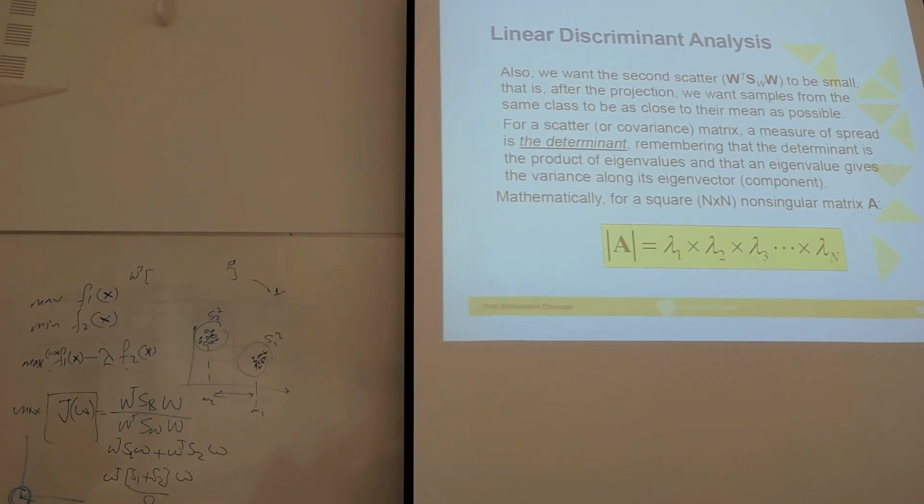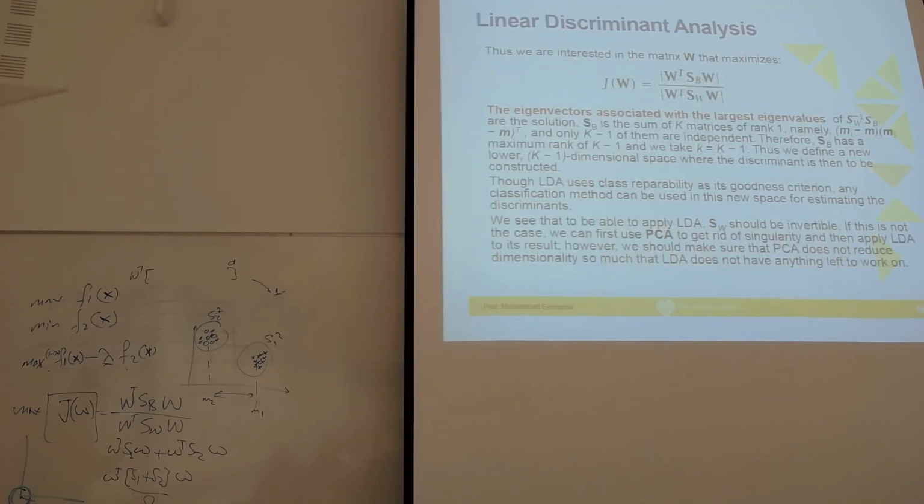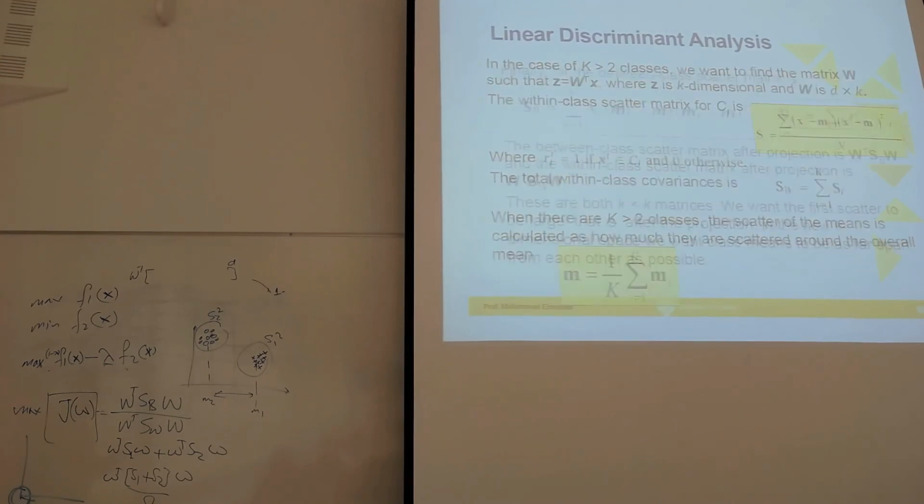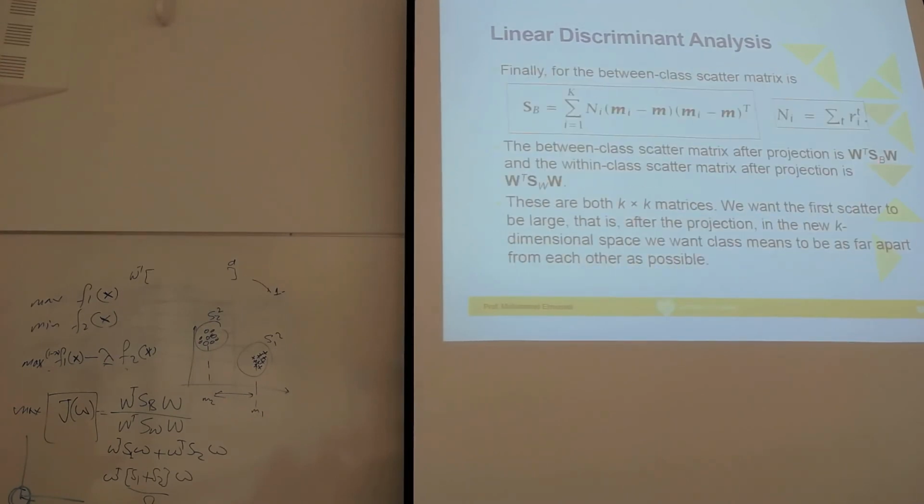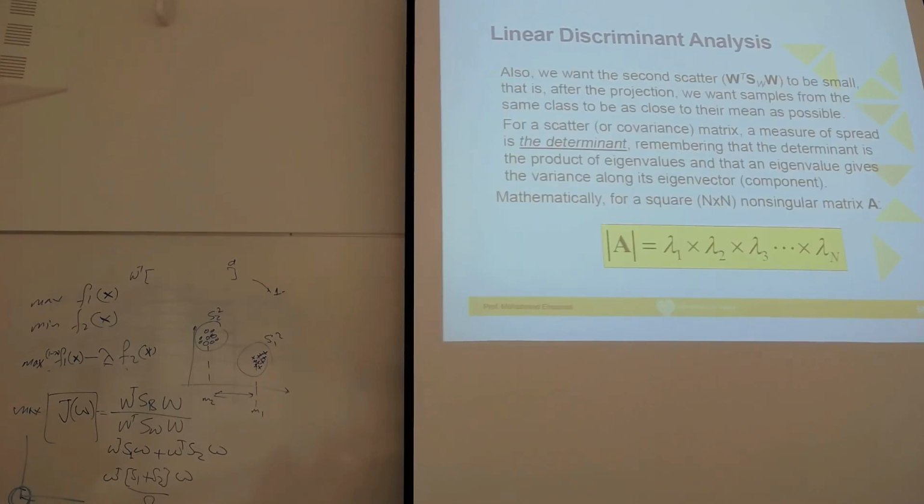How to do it? In general, in linear algebra, if you have such an equation, with matrix transpose times SW times W, we want to have this as big as possible. And after projection, we want the samples to be as far away as possible, as I mentioned.